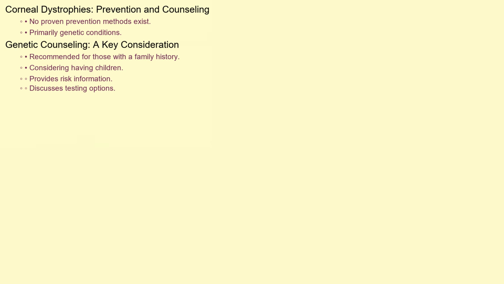Currently, there are no proven methods to prevent corneal dystrophies, as they are primarily genetic conditions. Genetic counseling is recommended for individuals with a family history of corneal dystrophies who are considering having children. This counseling can provide information about the risk of inheriting the condition and available testing options.